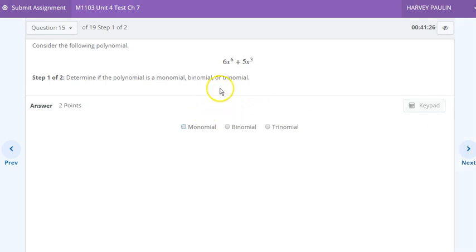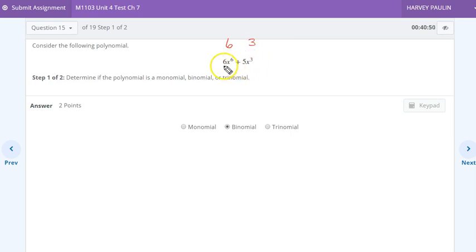Now here they ask, is this a monomial, a binomial, or a trinomial? Well, this is a binomial. It's made up of 2 terms. Now, some other things we might run into on a question like this is, what is the degree of this? Well, you go to the variable and look at the exponent. And here the degree of this term is 6. And the degree of this term is 3.